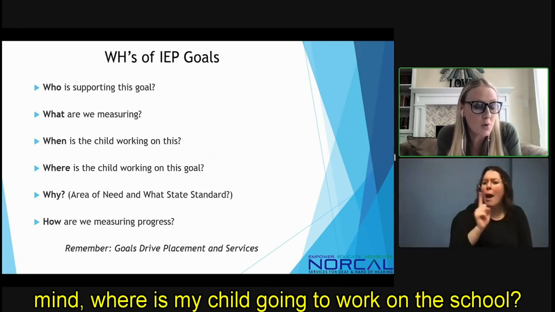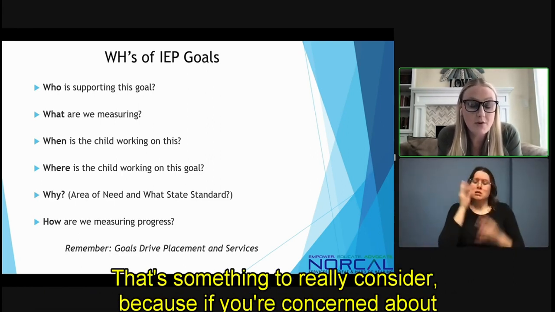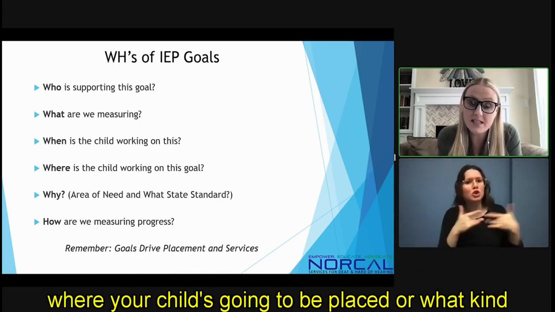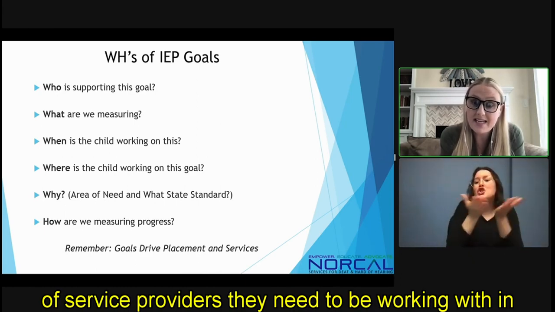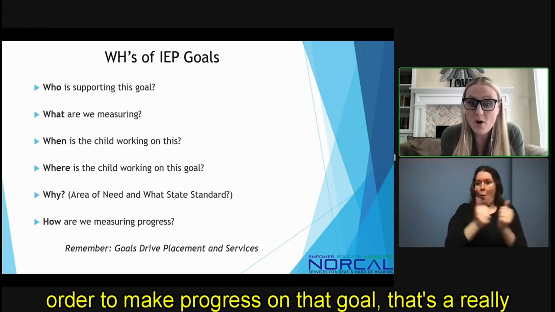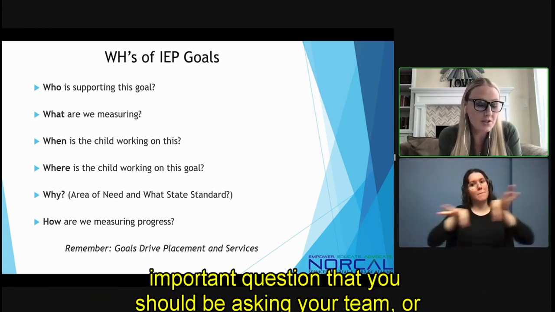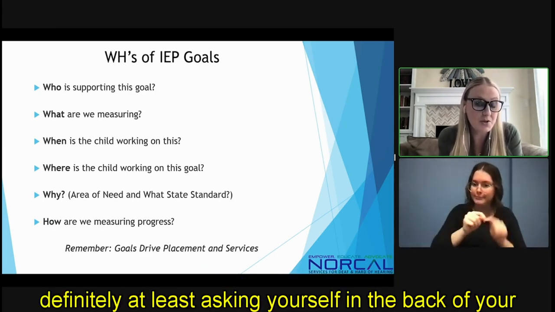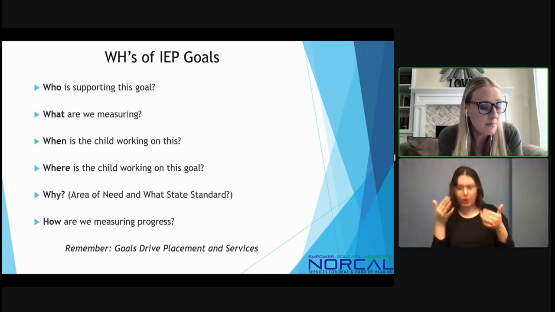Where is my child going to work on this goal? That's something to really consider, because if you're concerned about where your child's going to be placed, or what kind of service providers they need to be working with in order to make progress on that goal, that's a really important question that you should be asking your team, or definitely at least asking yourself in the back of your mind when you're going through an IEP.